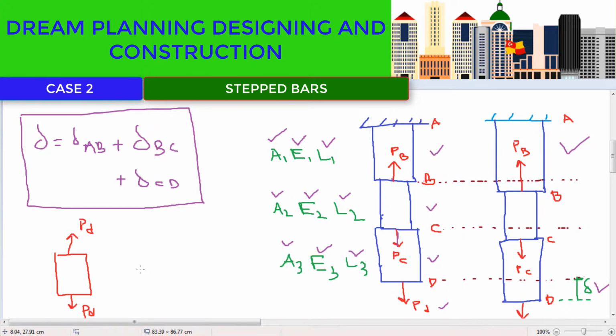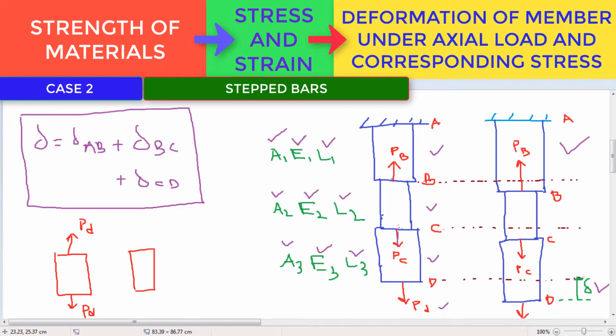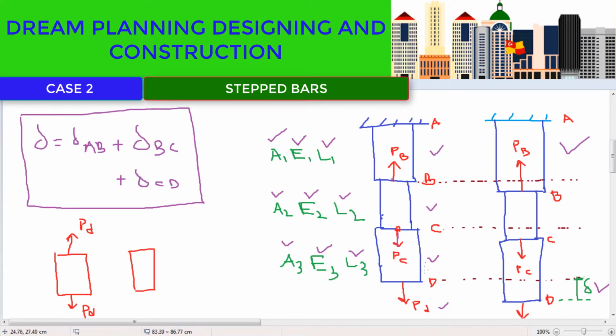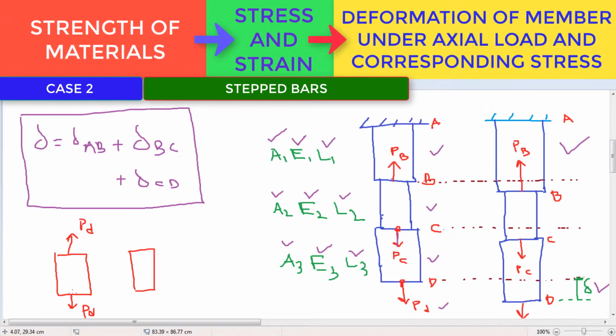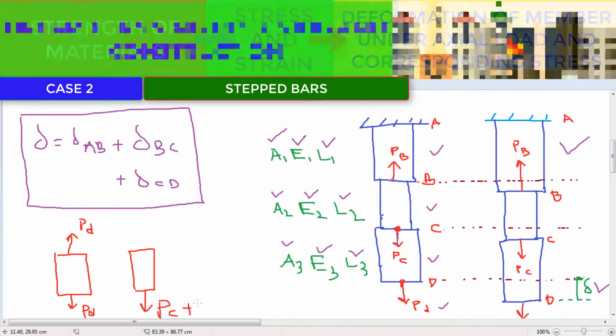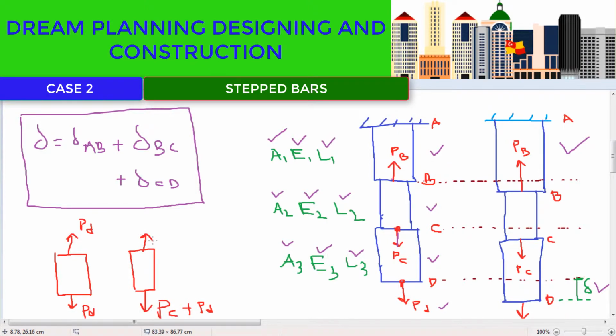Now we draw member BC. This total body is hanging here at point C, and the total force acting is PD and PC. Both loads act at this point. On member CD only PD acts from this point, that's why we denote PD from this point, and here from point C both forces act, that is PC plus PD. So there is also an equal and opposite force, that is PC plus PD.